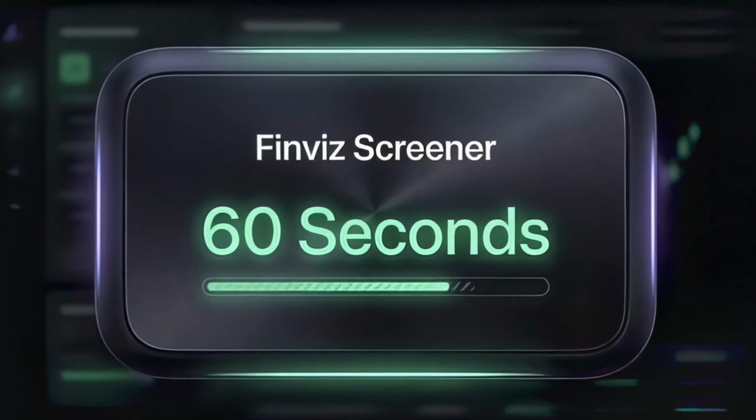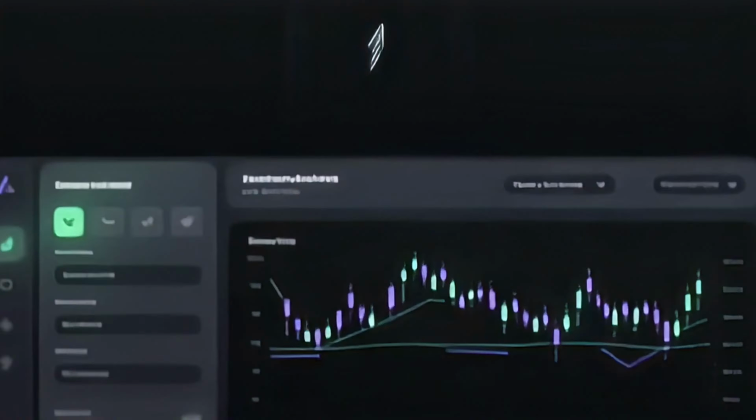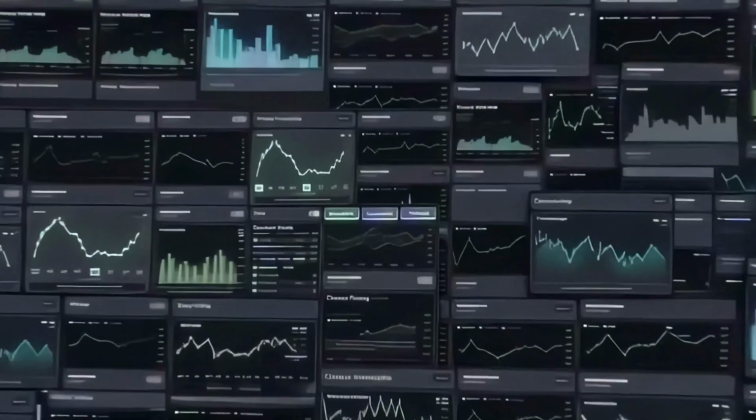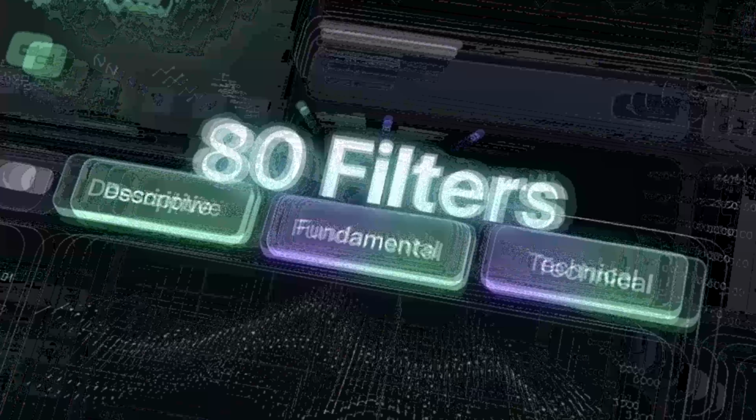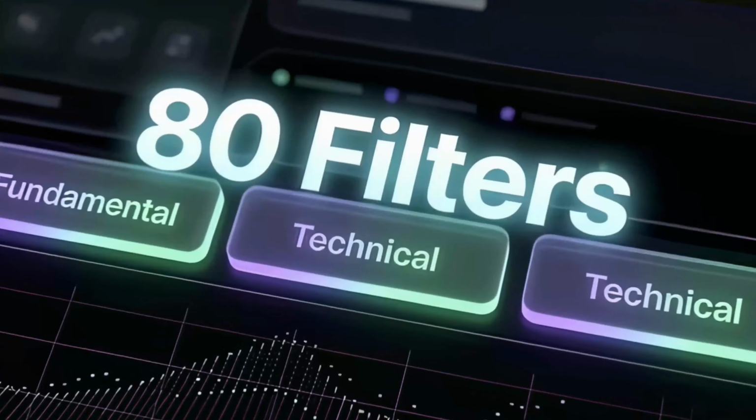Finviz is completely free, and its stock screener can hand you a shortlist of swing trade candidates in about 60 seconds, if you know which filters to touch. The problem is that when most people open the Finviz stock screener for the first time, they're staring at something like 80 different filters across 3 tabs, with no idea which ones actually matter.